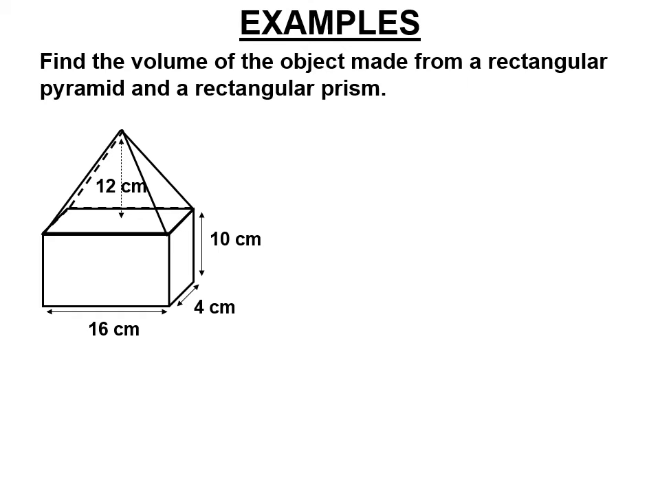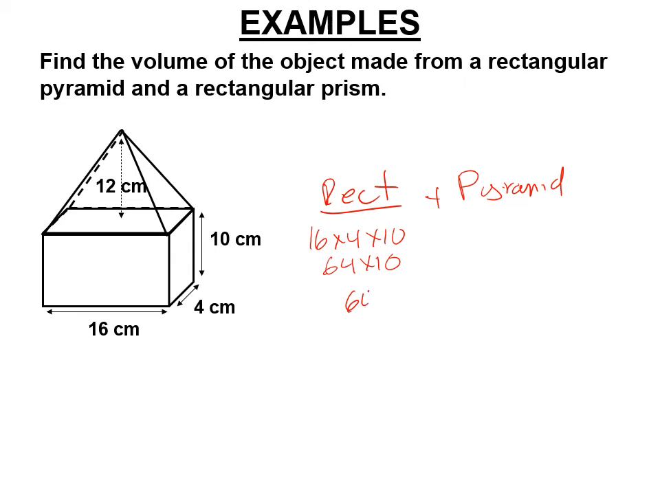All right, so we're going to find the volume of this whole thing. Hopefully you see a rectangular prism at the bottom and a pyramid at the top. And we're going to add them together. So the rectangular prism is 16 times 4 times 10. 16 times 4 is 64, and 64 times 10 is 640. So the rectangular prism is 640 cubic centimeters.